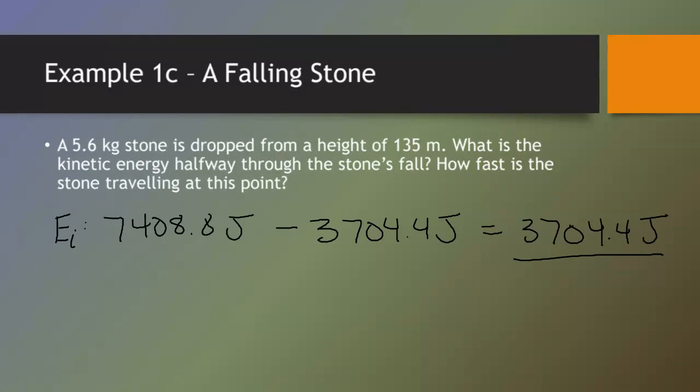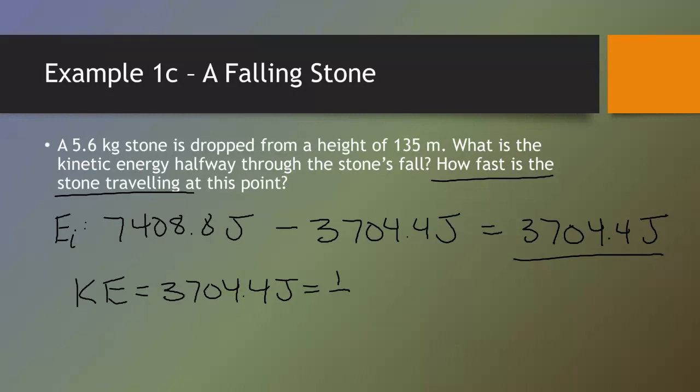We can determine how fast the stone is traveling at this point by just using the fact that we know the kinetic energy is 3704.4 joules. We set that equal to 1/2 m times v squared. Remember that m is 5.6, so we're going to divide both sides by 1/2 times 5.6.